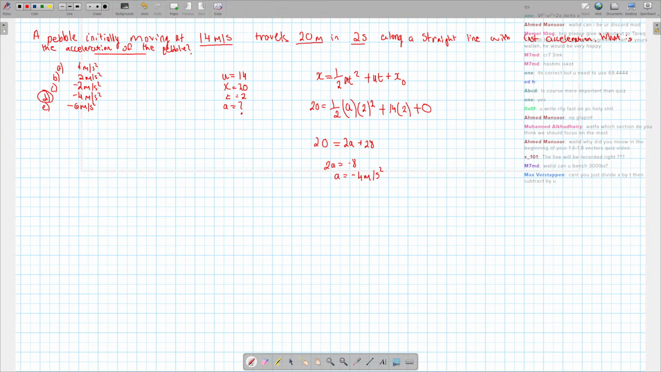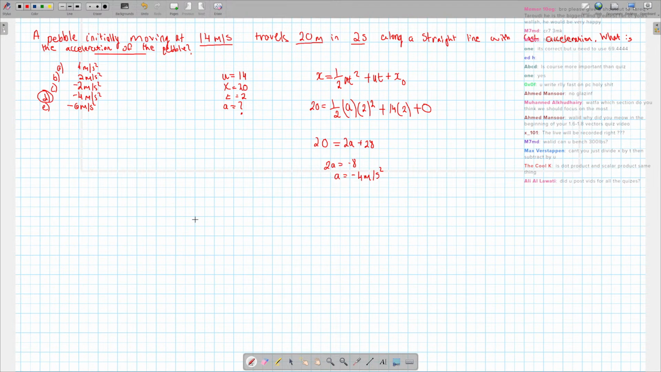Can you just divide X by T, then subtract by U? Let's see. X by T, then subtract by U. Why would you do that? What? I mean, that works here, but what formula did you use?